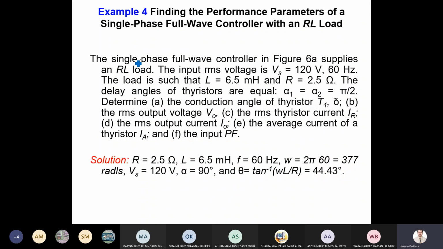Now let's apply the previous equations in this example. Have a look. Single phase.